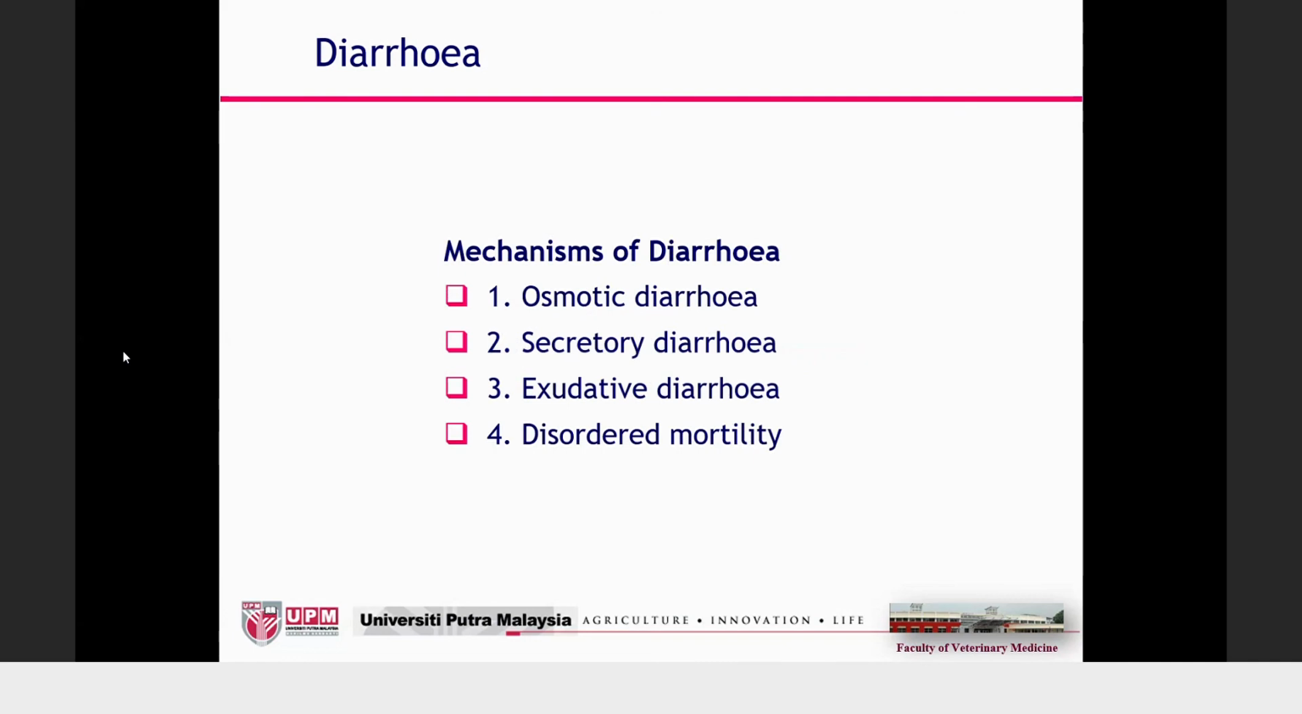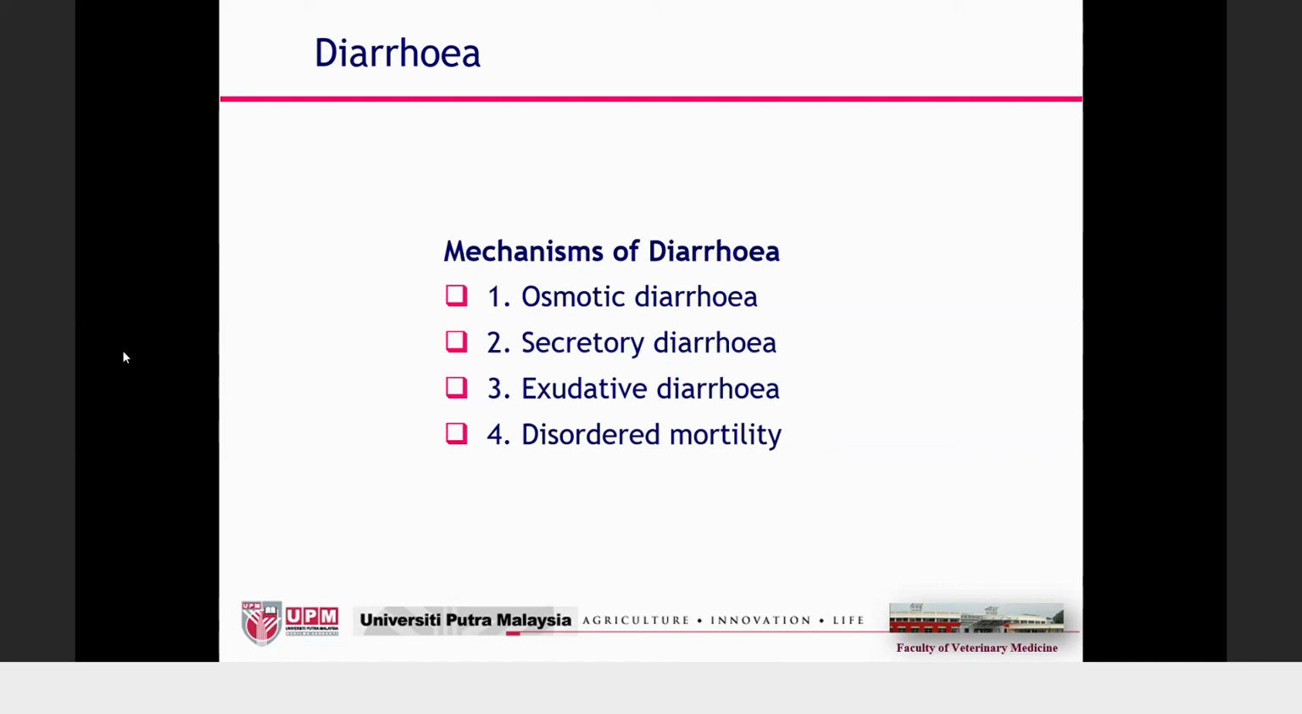And with regard to the mechanism of diarrhea, there are 4 mechanisms. The common one is osmotic diarrhea. Then there might also be secretory diarrhea, exudative diarrhea, and disorder of motility. So we have 4 mechanisms of diarrhea in terms of classification. But in cases of diarrhea in animals, maybe more than one mechanism might be involved. When an animal has diarrhea, usually there is more than one mechanism involved.